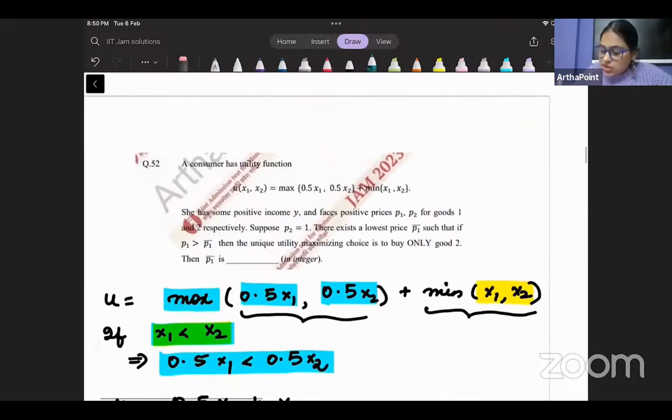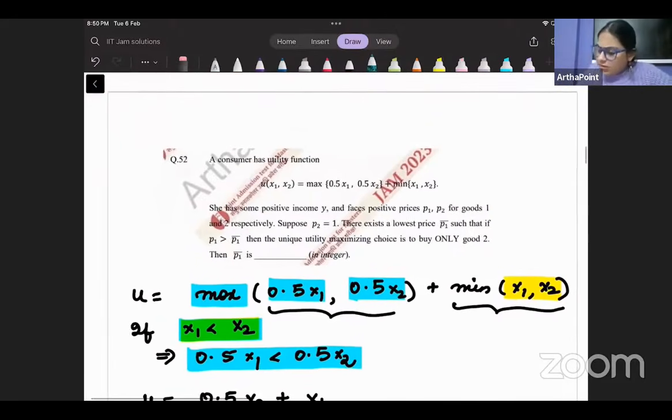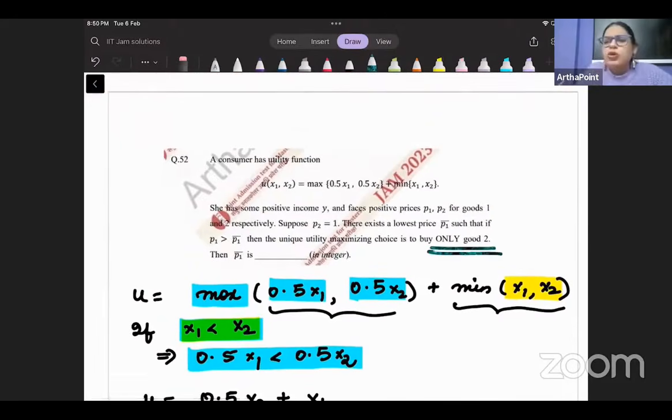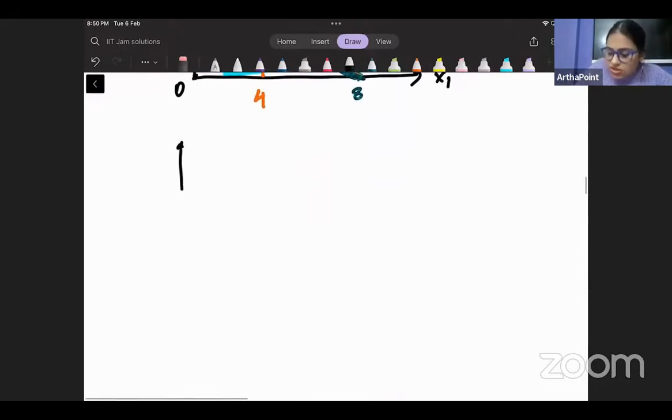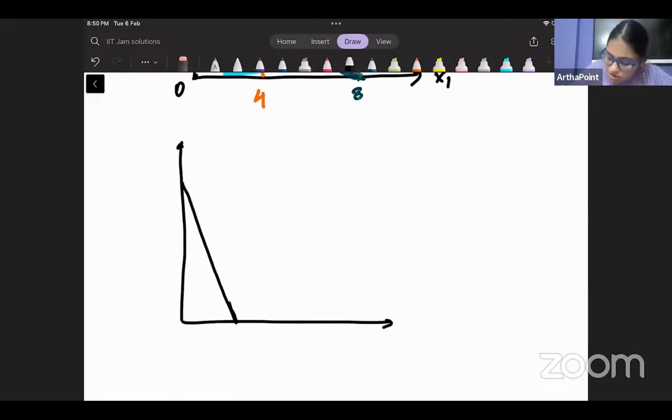The question is, when will it happen that you will buy only good 2? When will it be that we buy only good 2? So consider this. Suppose I have a very steep budget line. My budget line looks something like this. It looks very steep. I will explain slowly, okay.